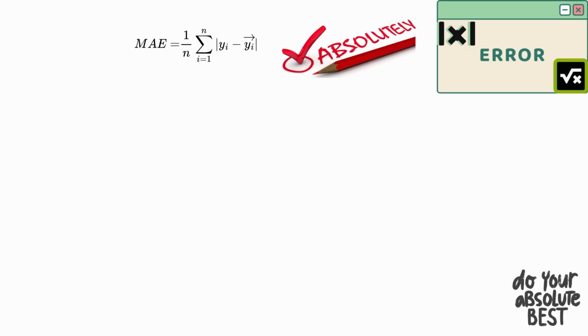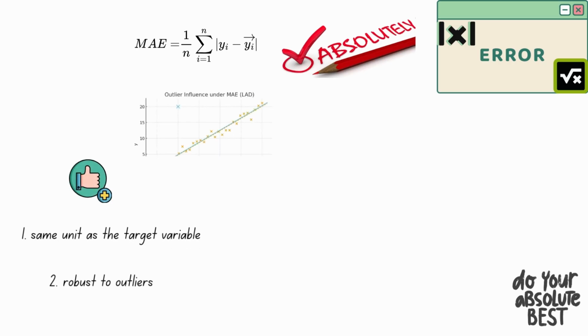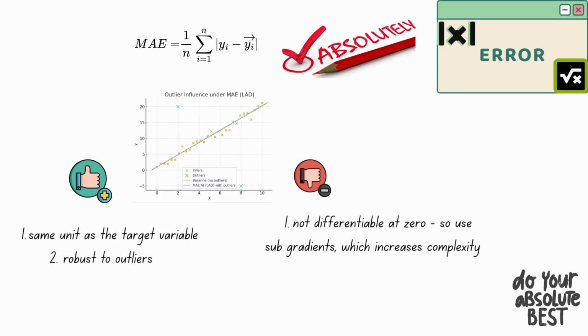Mean absolute error also has some advantages. It is in the same unit as the target variable. It's more robust to the outliers, but also has some drawbacks. The absolute value function is not differentiable at zero. It makes optimization harder, so we need to use subgradients that increases the complexity a little.